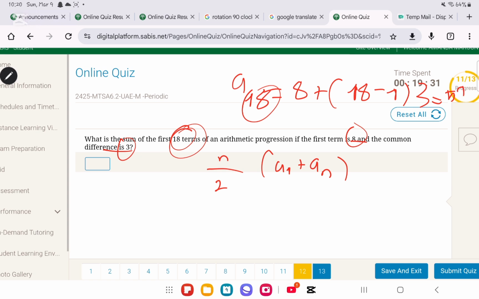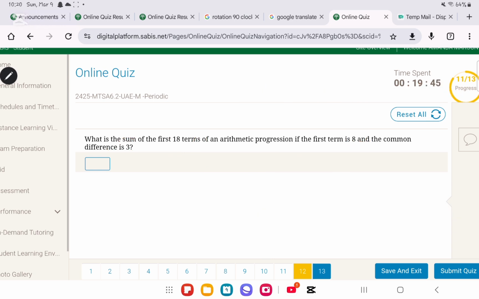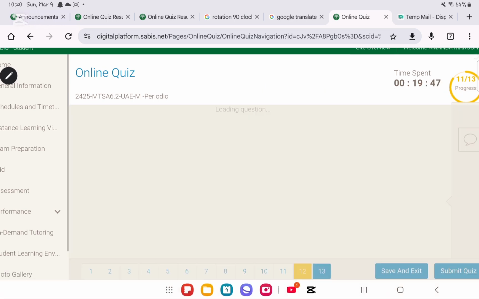59. So it will be 18 over 2 times a1, which is not 6, it's 8, plus 59. You put it on your calculator, you will get an answer of 603. We move on to question number 13.